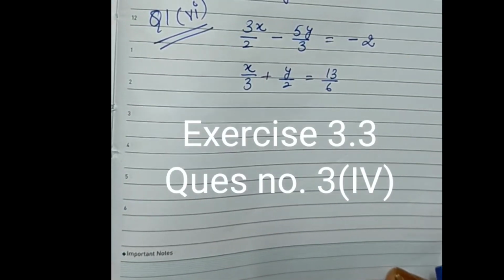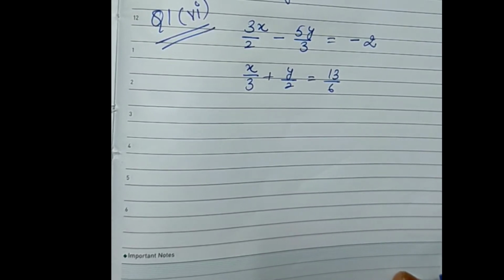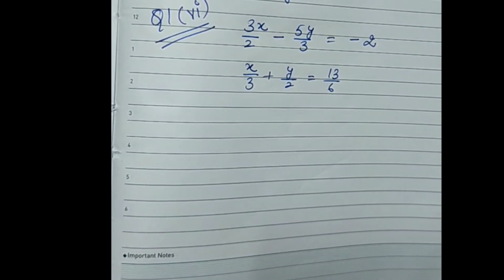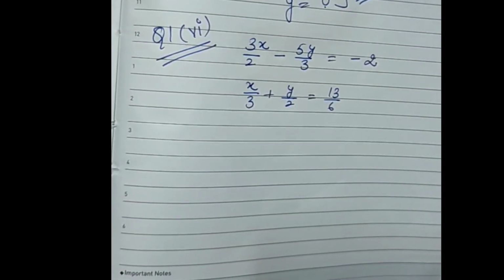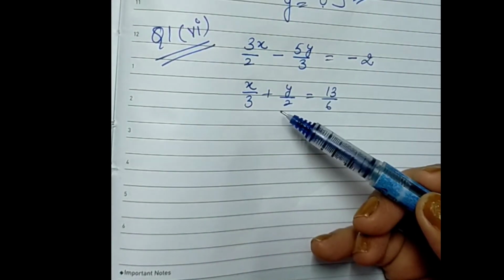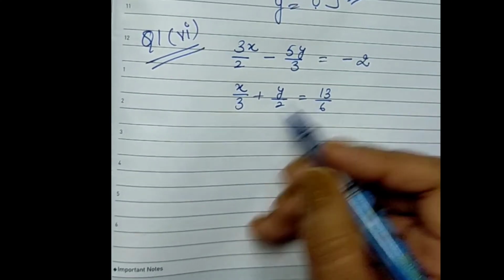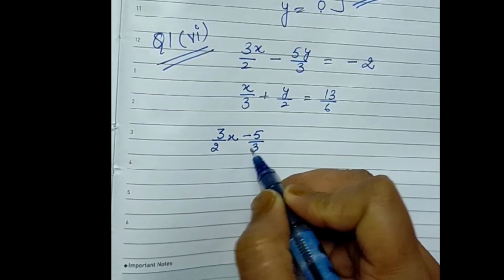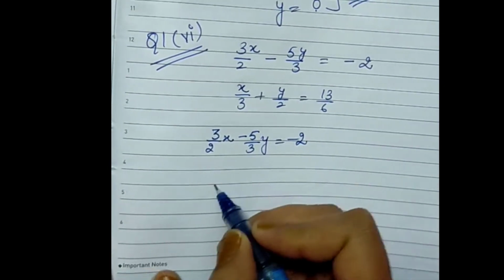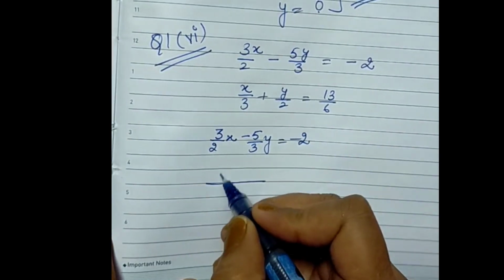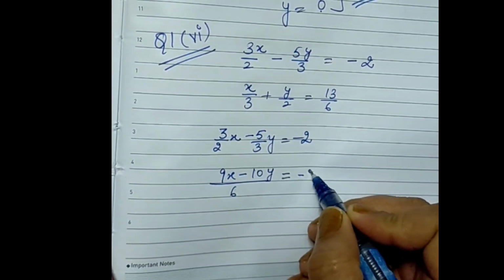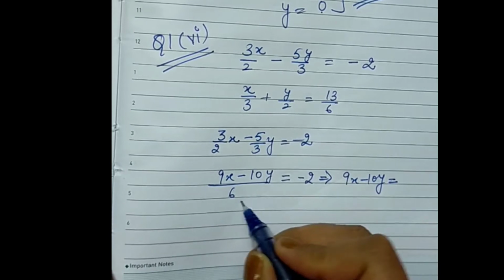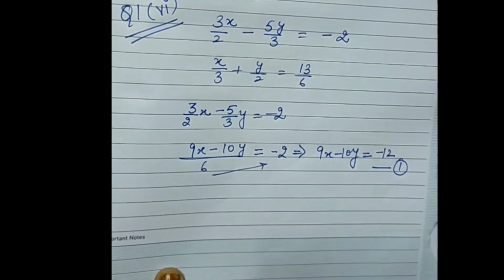Now the sixth part of the same question. 3 by 2x minus 5 by 3y is equal to minus 2, x by 3 plus y by 2 is equal to 13 by 6. So first of all, we are going to make them simpler equations without the fractions. So I am writing the same equation again. Let's take the LCM here. 9x minus 10y, minus 2 as such. 9x minus 10y is equal to minus 12.